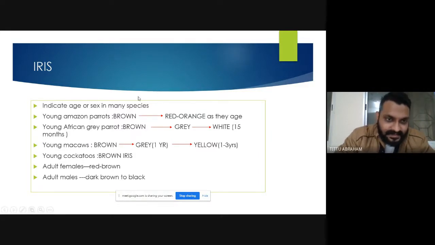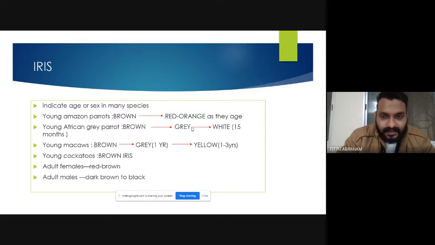As it ages, as it becomes sexually mature, the color of the iris changes. In Amazon parrots, it changes from brown to reddish to orange in color as the bird ages. In the African grey parrot, it will be brown, and as it gets older, in the semi-growing stage, let's say at 6 to 7 months of age, it will be gray in color.